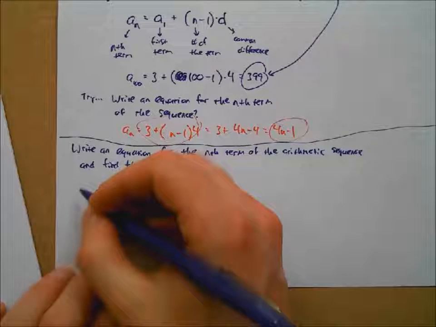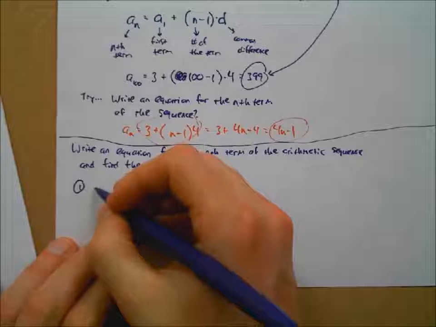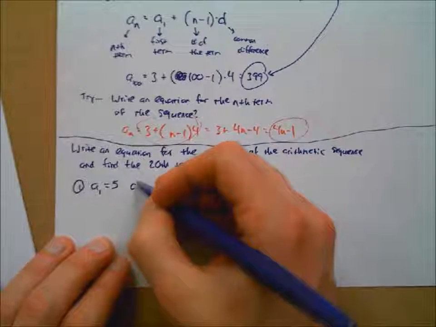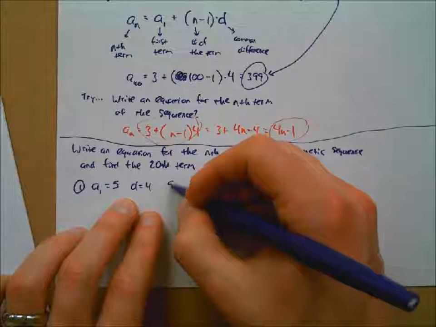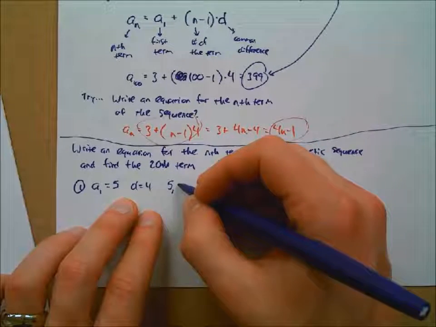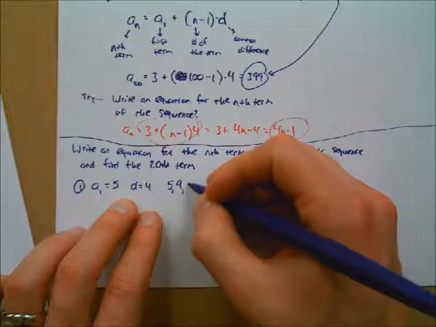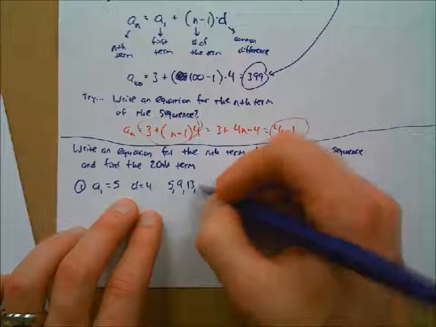So we'll do one here together, and then I'll have you guys try one on your own. Here we're given some information. Okay, what does that a sub 1 mean? It's the first term, and d stands for common difference. So our common difference is still 4. I'm not really changing it up too much there. But if I wanted to write this sequence out, I would start with 5, and then my next term would be what? 9, and then 13, and then 17, and you get the idea.